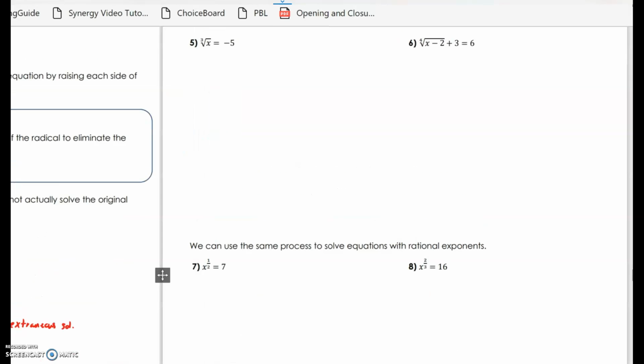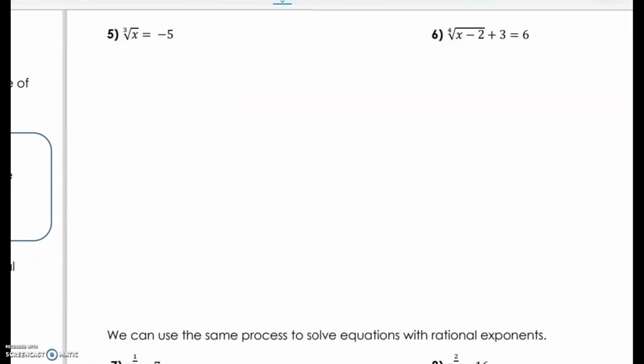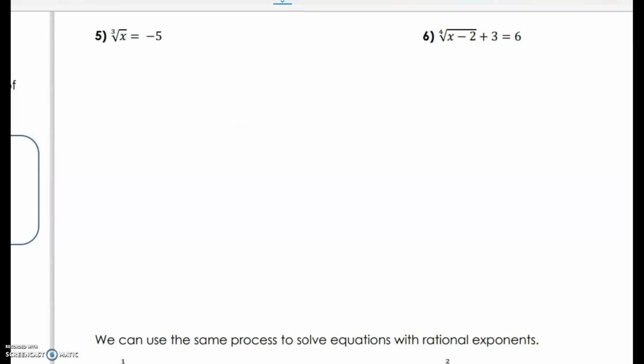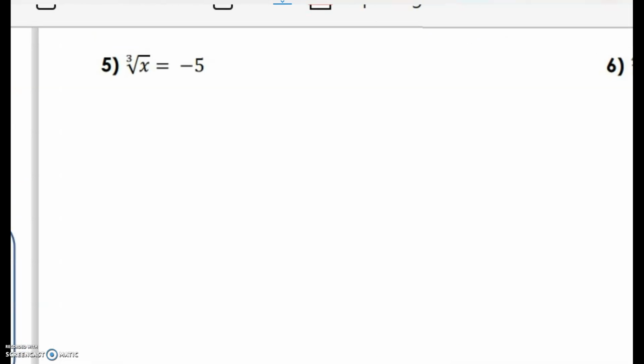We've got 2 more. Looking at these 2, hopefully you can see that the index isn't a 2 anymore. So let's make sure we understand how to do 5 and 6. For number 5, we start off the problem the same way. Is the radical isolated? Is it by itself? And the answer is yes again. So we can go ahead and raise both sides to the power we need in order to get rid of the radical. Since this is a cube root, we're going to have to cube both sides. So I'm going to raise it to the 3rd power.